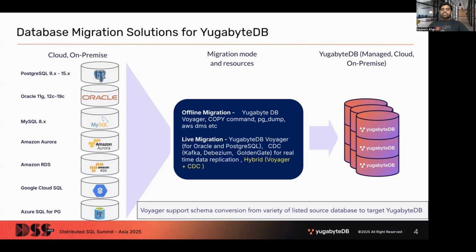You can set up real-time replication between two databases, and with YugabyteDB's Voyager and CDC, there is a robust and solid approach, like a hybrid database migration solution, where you can design your database strategy to achieve the database migration in near zero downtime. So we will be discussing more on the hybrid approach, where we have helped our customers and delivered the migration in actually real near zero downtime.